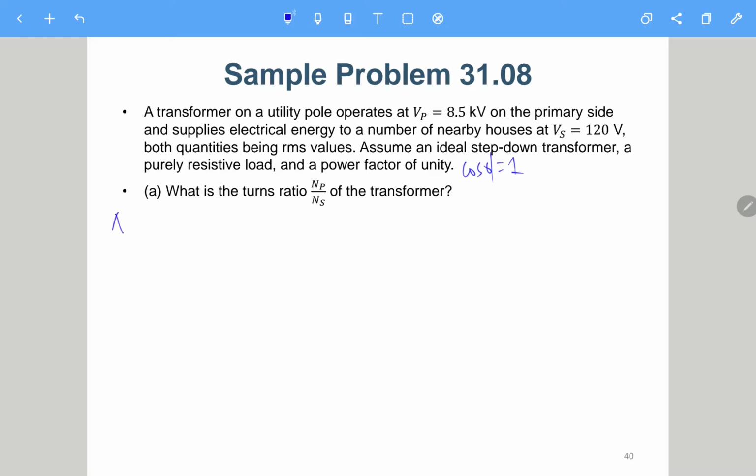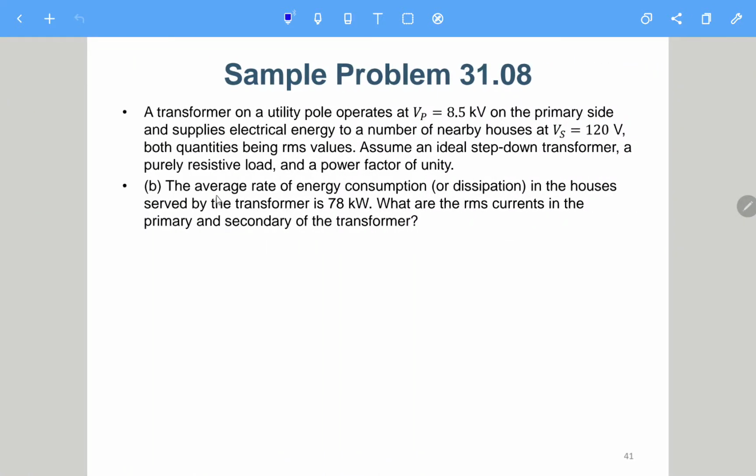So Np over Ns is Vp over Vs, which is 8,500 over 120. So the turn ratio is 70.8 for the first question. And then for the second one, the average rate of energy consumption in the houses served by the transformer is 78 kilowatt. What are the RMS currents in the primary and secondary of the transformer?